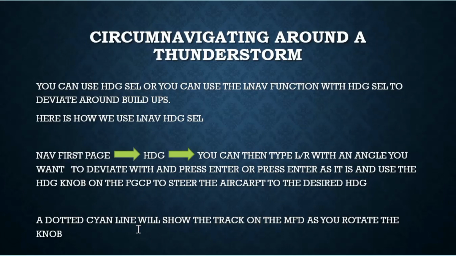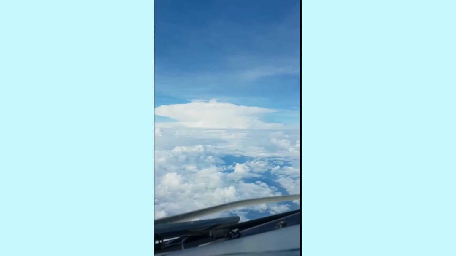When you use that, you will see a dotted cyan line coming on the MFD from where your aircraft's nose is on the aircraft symbol on the MFD, and it's going to tell you which heading you are taking. So obviously it will be to the left or right of the build-up. Okay, so it's a very simple maneuver. So you will not lose your VNAV if you navigate in LNAV, because the VNAV in this aircraft only works when there is LNAV. If you don't have LNAV, you will not have VNAV, and the next presentation will definitely show that. But for now, let's see how we can do this procedure using the FMS to circumnavigate around a thunderstorm.